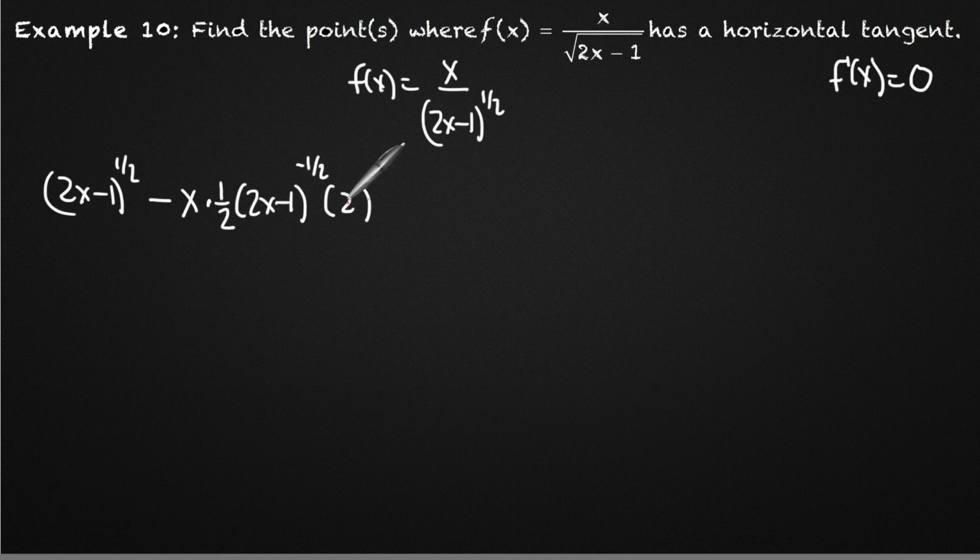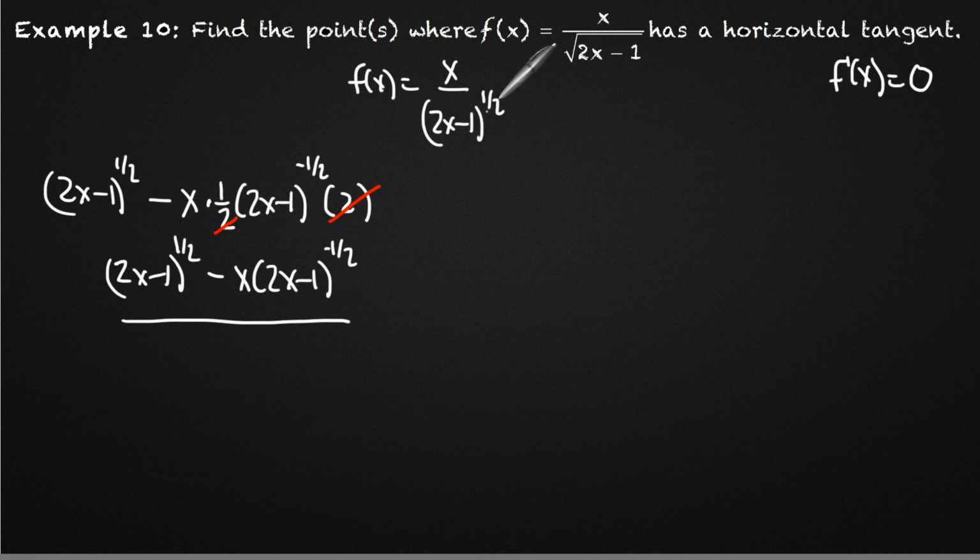Now, a couple things we can do to clean this up. The 2 cancels with that 2, and let's see what we have here. 2x minus 1 to the 1/2 power, and then we have minus x times 2x minus 1 to the negative 1/2 power, and all of this is over the bottom function squared. Now remember, the bottom function is originally a square root, so when you square a square root, it just goes away. So maybe I'll write this as 2x minus 1 to the first.